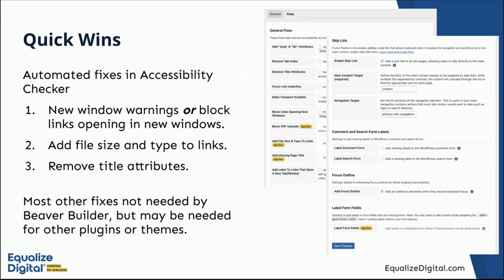In Accessibility Checker for Beaver Builder websites, this is what I would recommend. And a lot of these aren't Beaver Builder specific, they're for any websites. So the first one is, either you should turn on our new window warnings, which adds a label to links that open in a new window or tab, or you should block links from opening in new windows. So in order for people to understand that a link is going to open in a new window, you want to have some sort of both visual and audio warning for those.